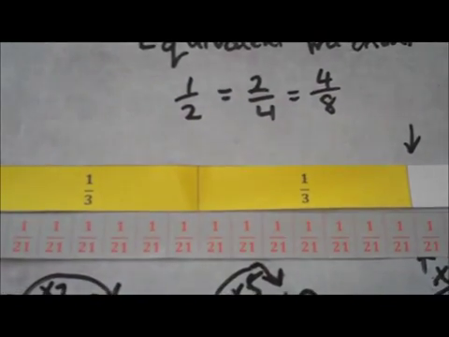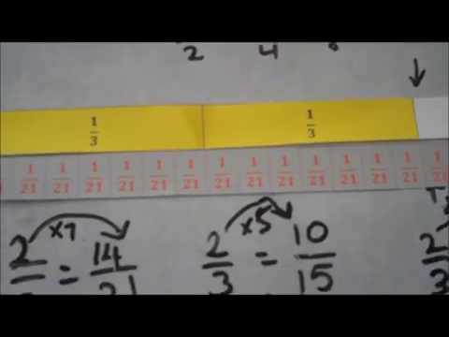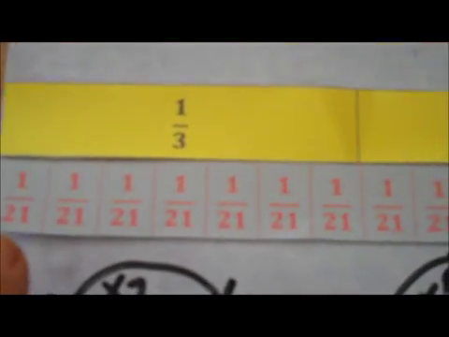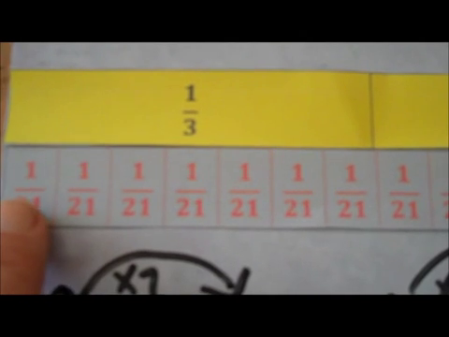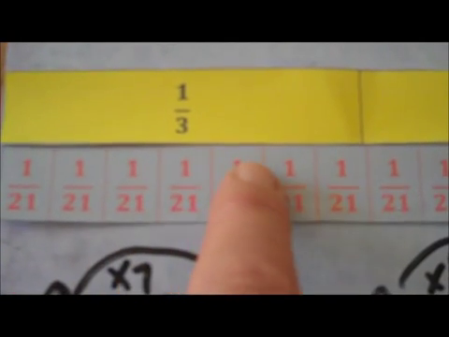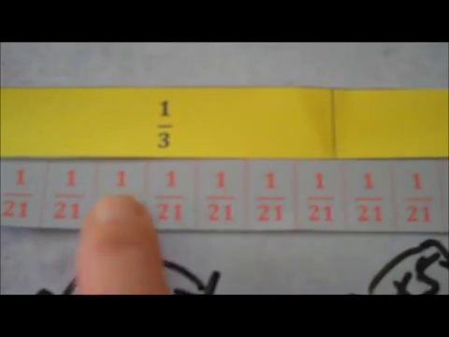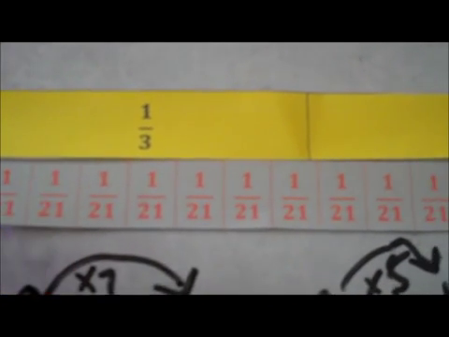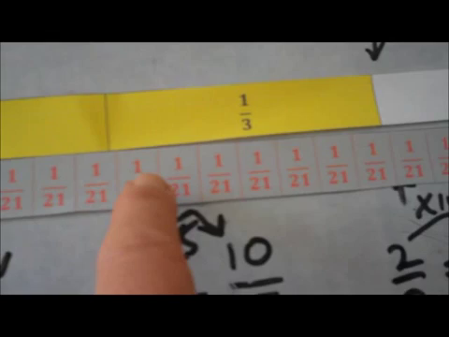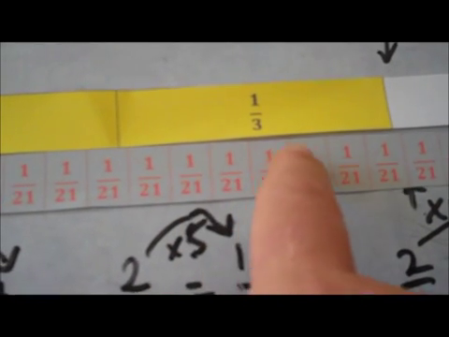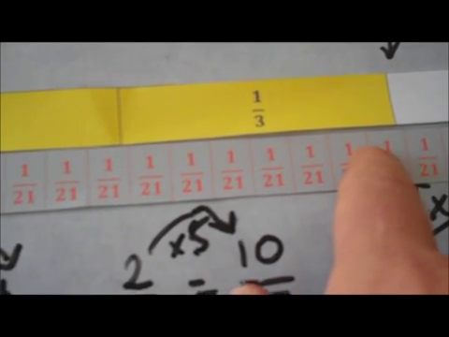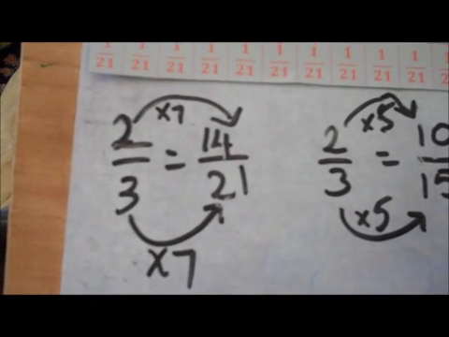So let's have a look at how many 21sts 2/3 is. Let's look down closely at 1. So 1, 2, 3, 4, 5, 6, 7. So 1/3 is 7 21sts. So there's 7, 8, 9, 10, 11, 12, 13, 14 21sts, just as we had written.